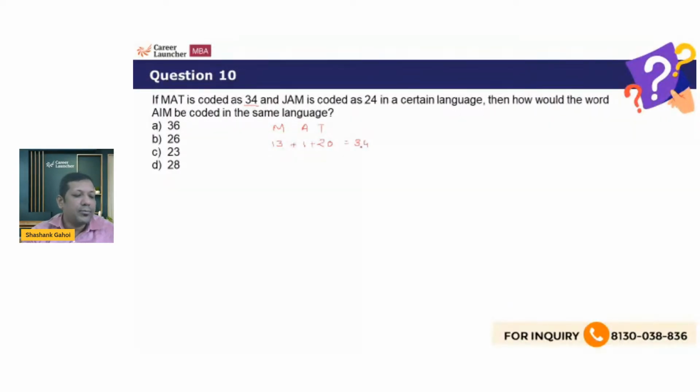If I talk about JAM, what is J? 10. What is A? 1. What is M? 13. This comes out to be 24. What is it here? 24. It means the code is going to be the summation of all the alphabets. So A is 1, I is 9, M is 13. So my sum of all three numbers is going to be 23. So my code is going to be 23. That's going to be option C.